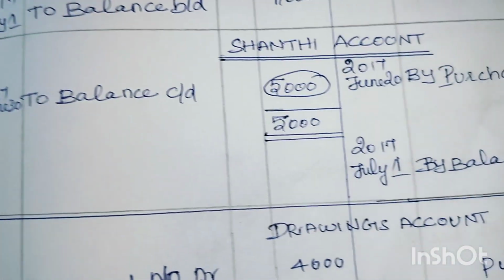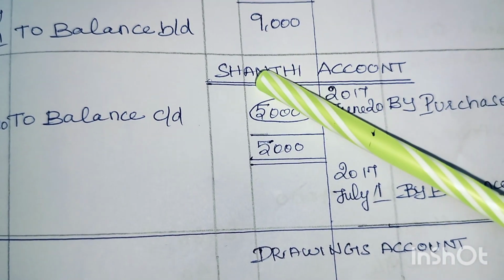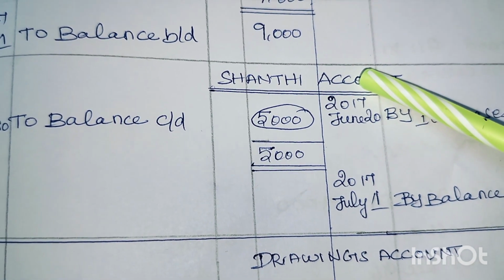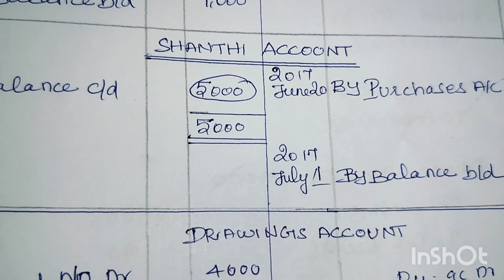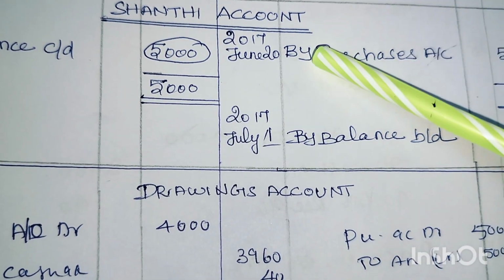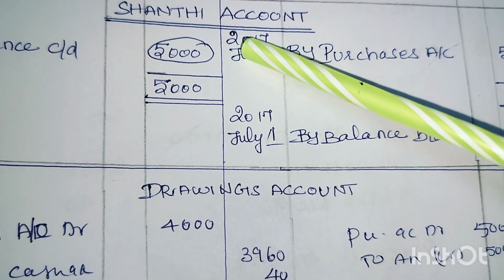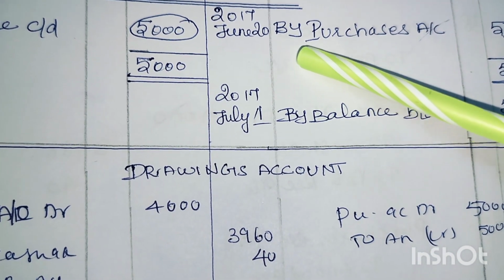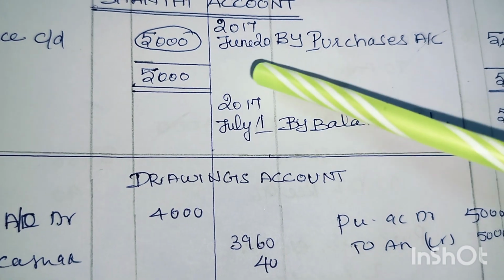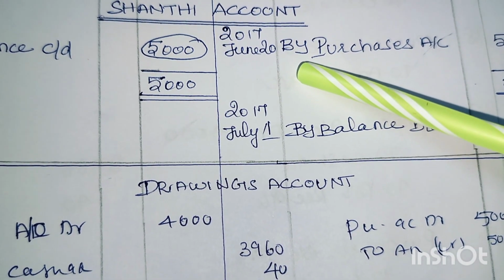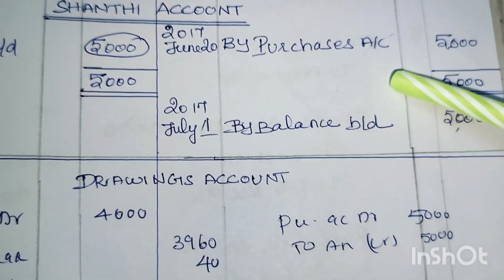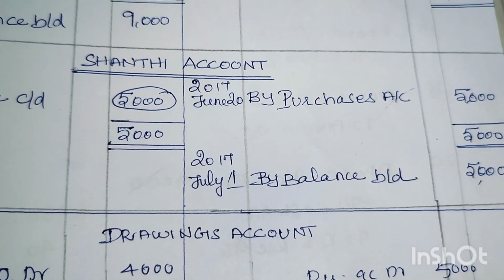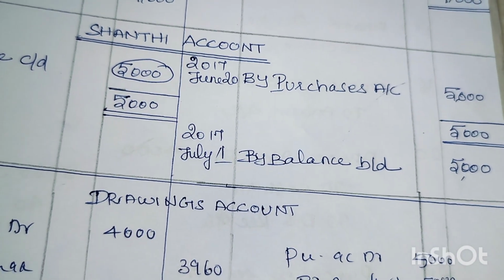So we go to the ledger and open Shanti account on the top middle of the ledger. Then come to the credit side because Shanti account is on the credit side. Dated 2017 June 20. Opposite account name is purchases account. So always start with "by" on the credit side. Okay, by purchases account. How much rupees? 5,000 rupees. There is only one Shanti transaction given there.